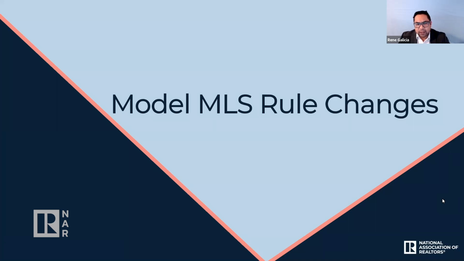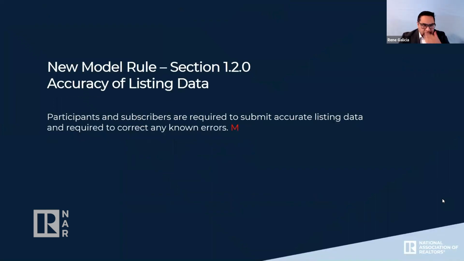First, we'll cover the changes to the model MLS rules, and we'll identify as we go as well the changes to the MLS policies themselves and identify what changes you need to adopt locally. All right, so first one up. This is a new model rule, section 1.2.0. It's mandatory and it's dealing with accuracy of listing information. Participants and subscribers are required to submit accurate listing data and are required to correct any known errors.